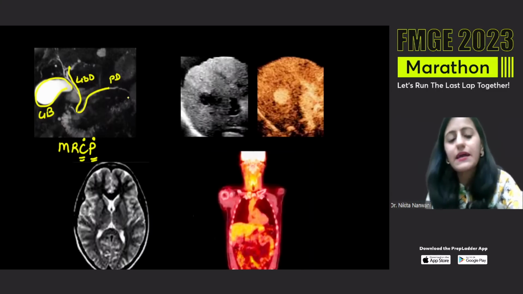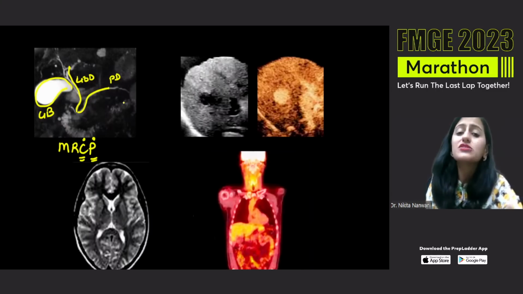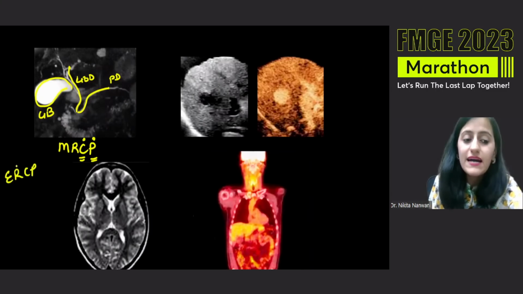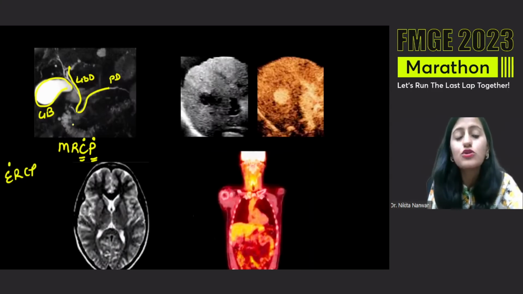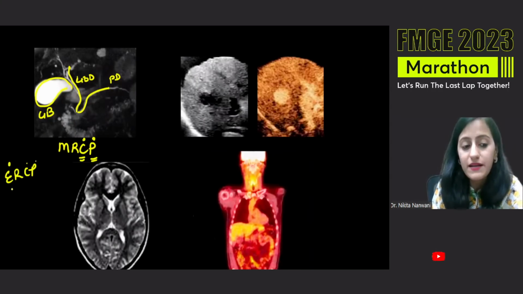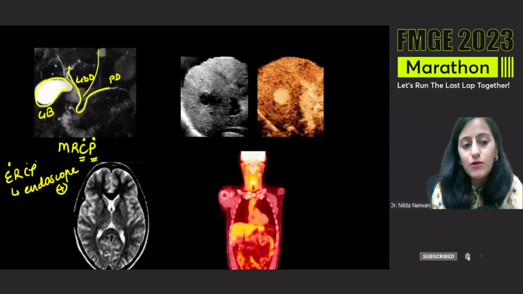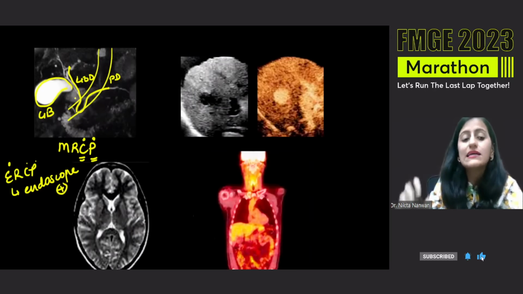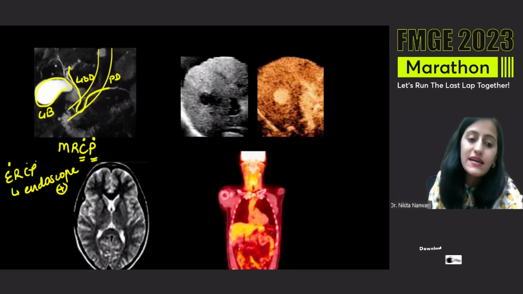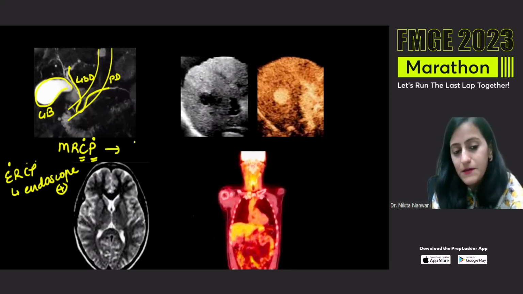So this is MRCP. Why is this not ERCP? ERCP is endoscopic retrograde cholangiopancreatography. So we should see the endoscope in ERCP. There would be that endoscope that we would see in ERCP. We are not seeing the endoscope here. That is why this is MRCP.